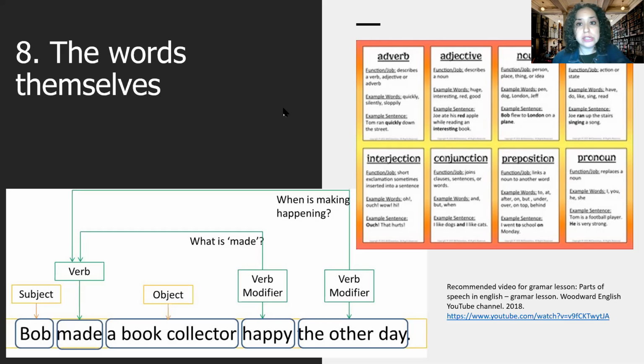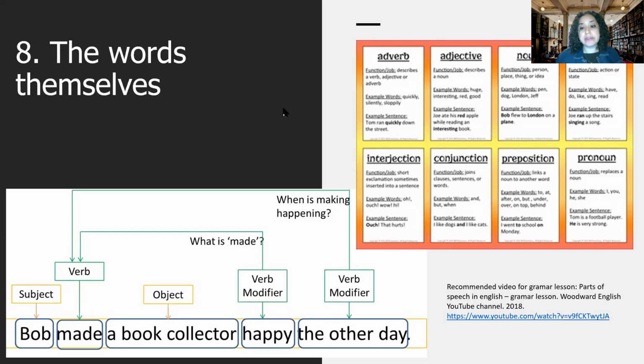You see, we're using a subject, which is a noun, the verb, an object, a verb modifier. We're using articles there too, interjection. So everything is put into work in a sentence.